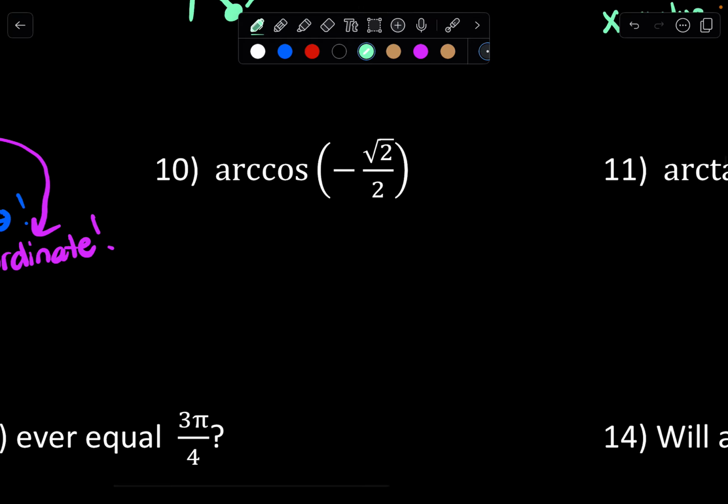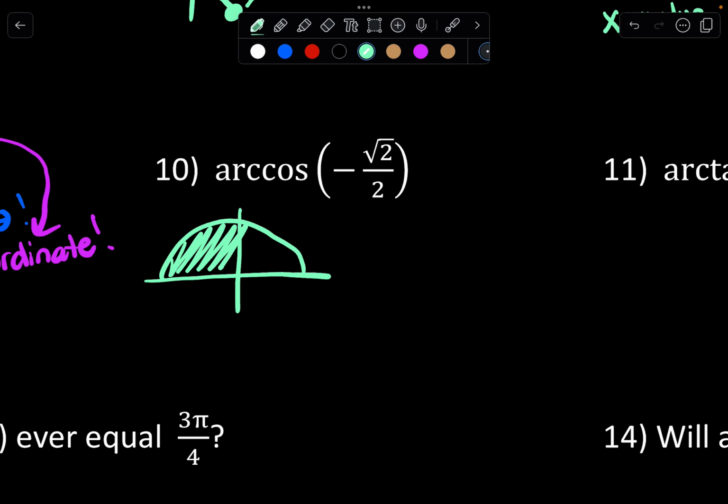Now we have arc cosine of negative root 2 over 2. Again, arc cosine is restricted to quadrants 1 and 2. We have a negative x value. Okay, so this is a negative x coordinate on the unit circle, which means we will be in quadrant 2 because cosine is negative in quadrant 2 and then positive in quadrant 1. So this is going to be the family of 4s. Hopefully you recognize that, which means our theta is equal to 3 pi over 4.